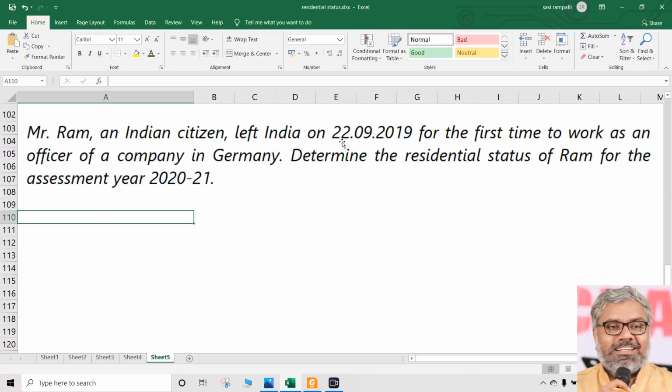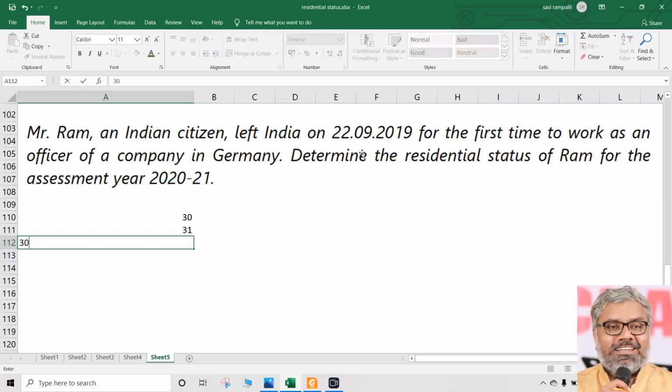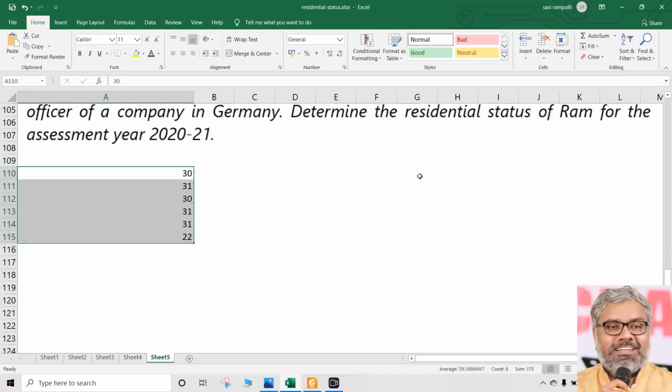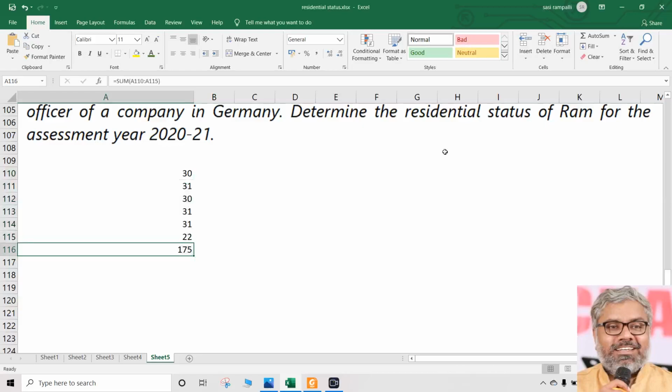He left India on 22nd of September. When he left India on 22nd of September, how many days did he stay in India during the previous year? We can check that. April 30, May 31, June 30, July 31, August 31, September 22, including the day of departure. Then what is the total of all this? That is going to be 175 days.